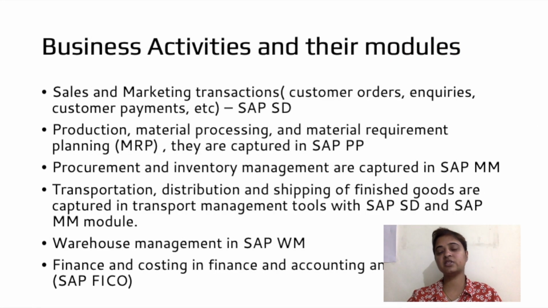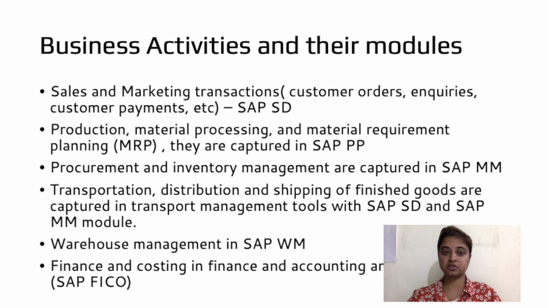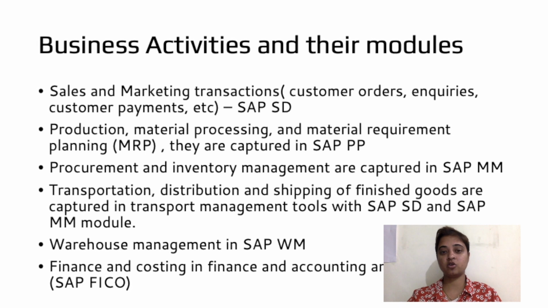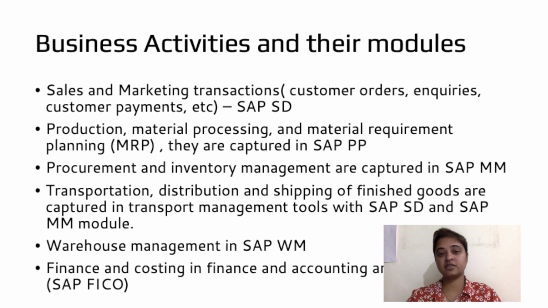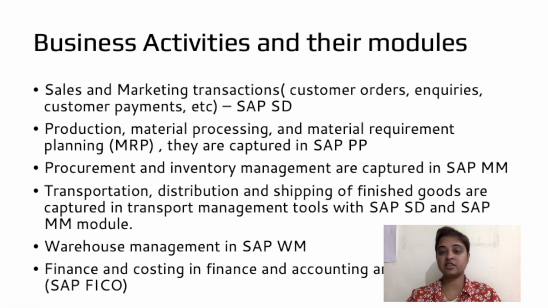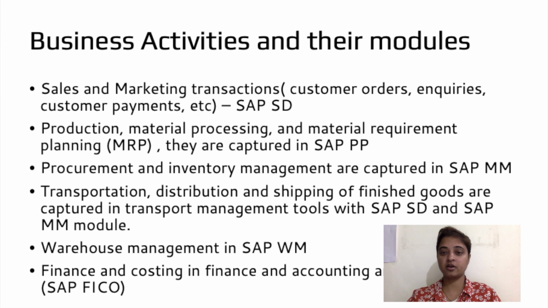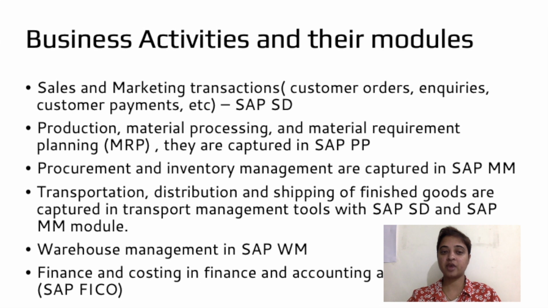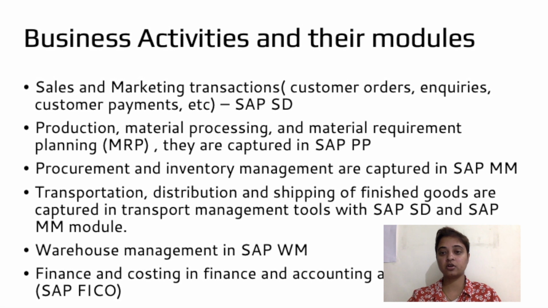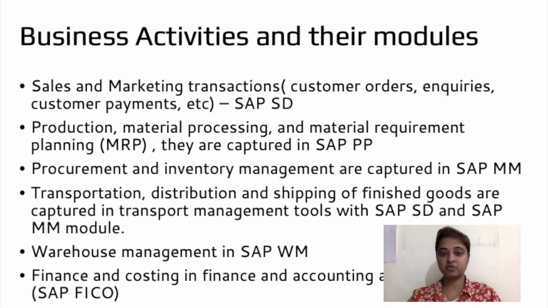Now I'll discuss some of the business activities and their modules. Some of the business activities in SAP are sales and marketing transactions, which are like customer order inquiries, payments, etc. And it is included in SAP SD module. Then there is an SAP PP module, which is for production planning. It is related to material requirement planning, material processing, and production. Then there is an SAP MM module, which is used for handling business processes related to procurement and inventory management.